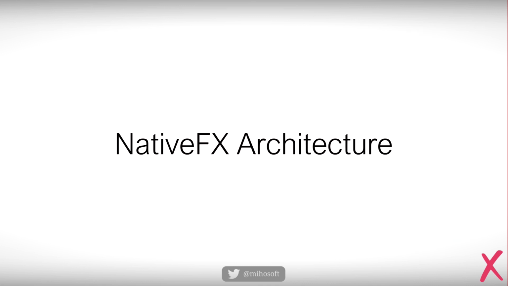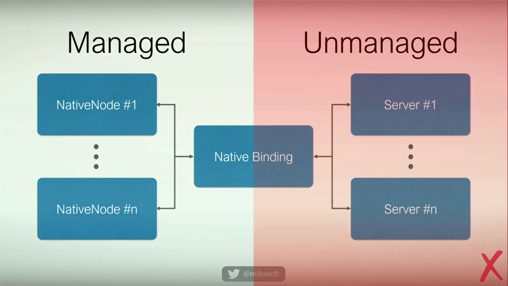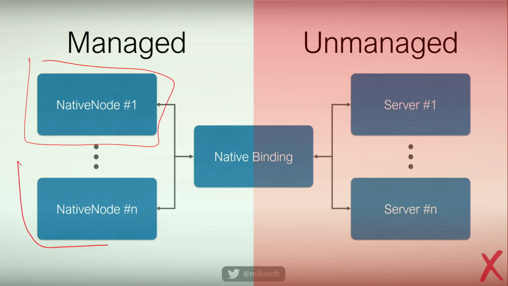Okay, so now let's have a look at the architecture. The architecture is divided in two parts. So we have the managed world and the unmanaged world. In the managed world, we have native nodes on the scene graph. So these nodes here. And we have a native binding class, and we can also have a look at it if you want to know the details, which uses JNI to call into C++. But this is kept minimal.